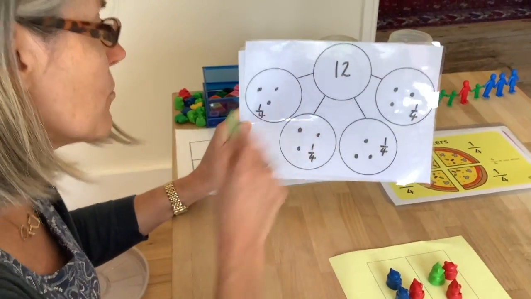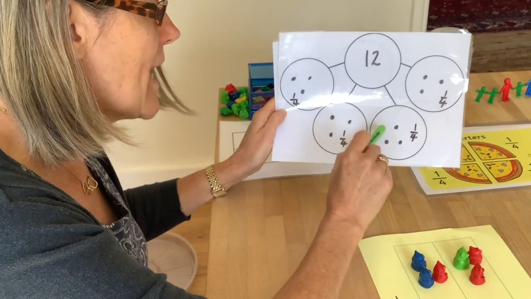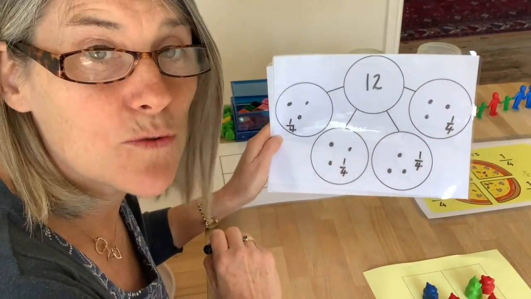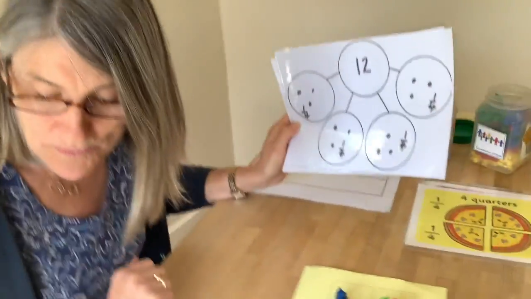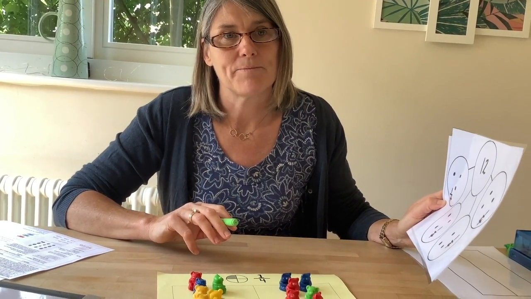And then 4 quarters of 12, that is your whole again. So it's 3, add 3, add 3, add 3. 4 quarters of 12 equals 12 because that is the whole. So I'd like you to have a go at working out what 1 quarter, 2 quarters, 3 quarters and 4 quarters of 16, 20 and 24 is.